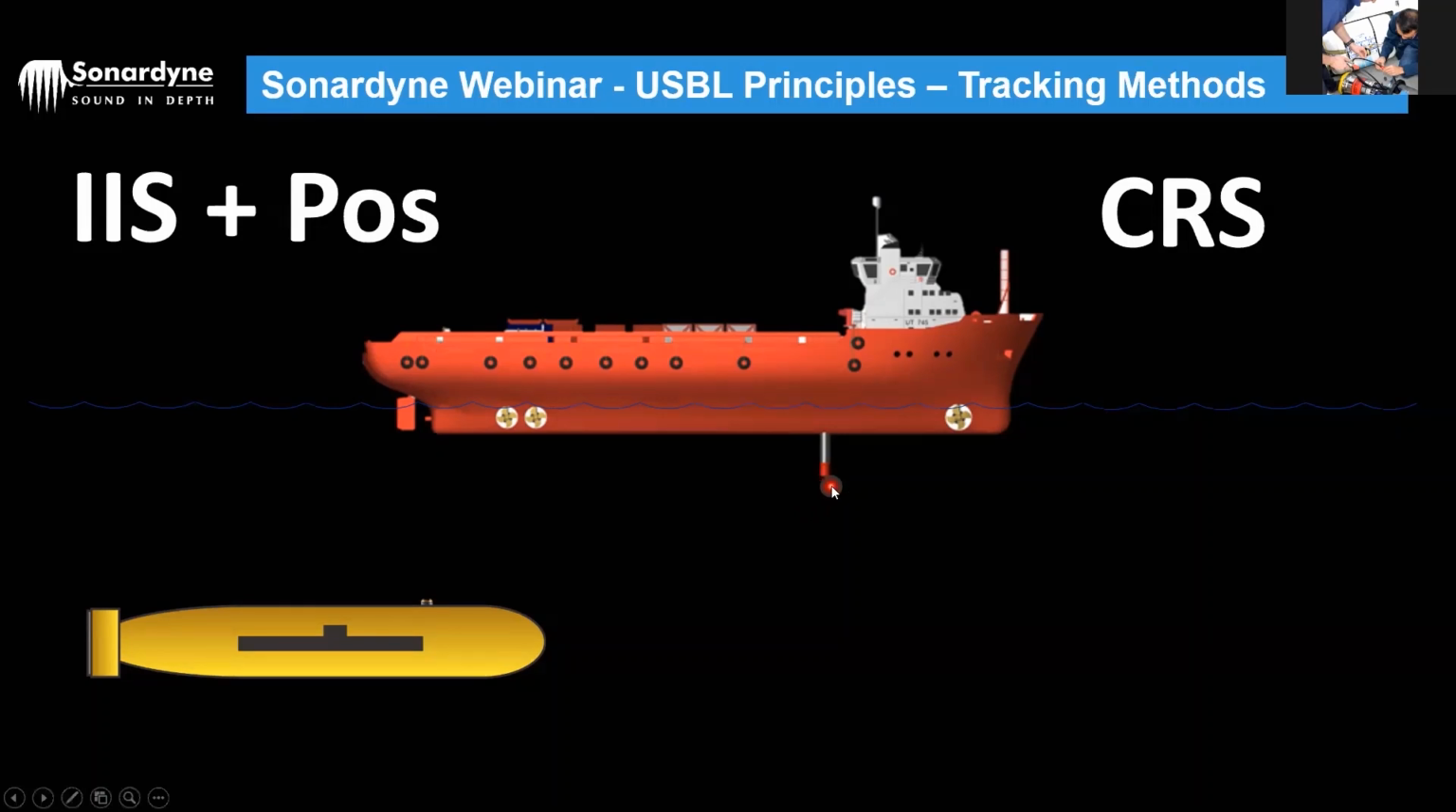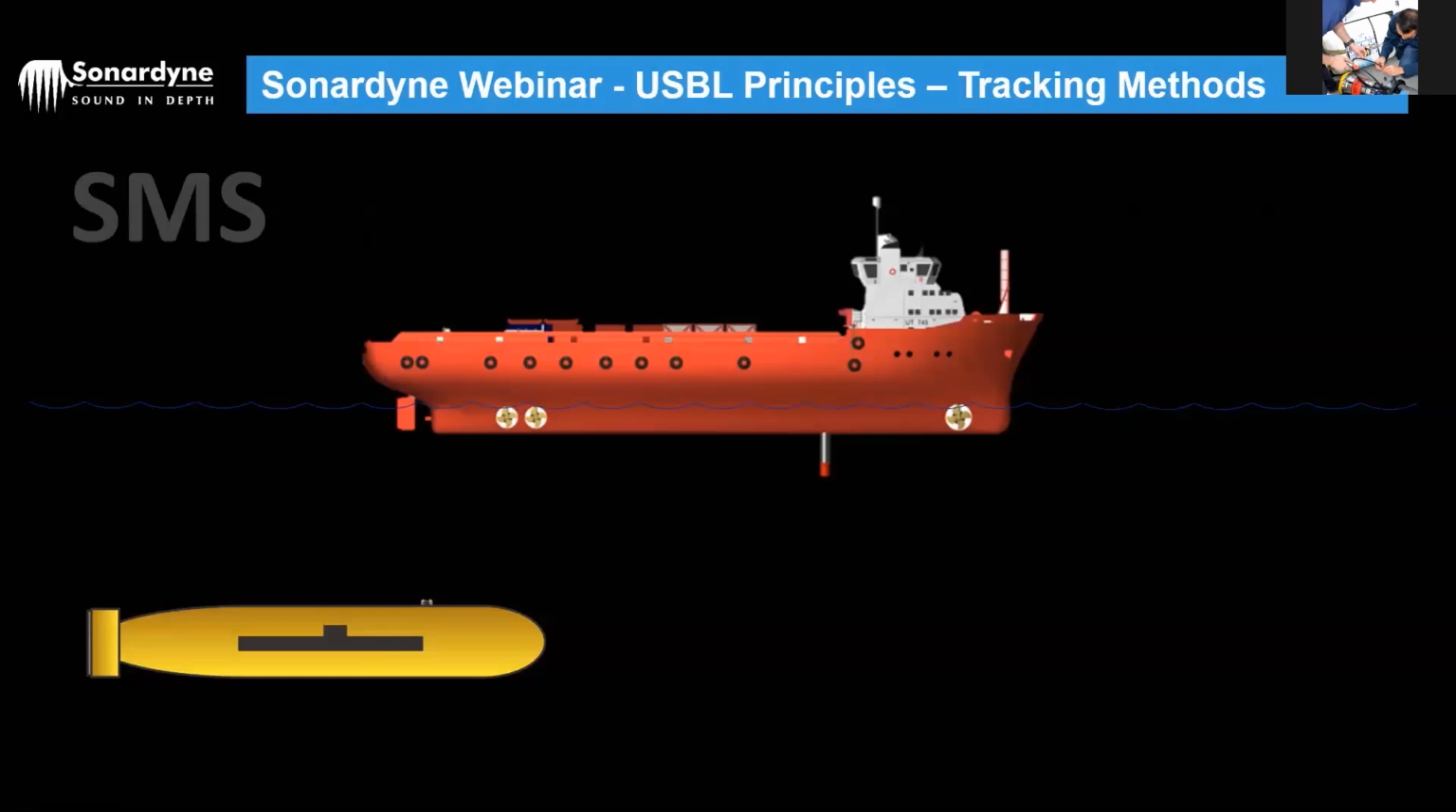We get a fix for the position on this interrogation, and then that position fix is sent down on the next interrogation to the AUV. The other thing we can enable is something called SMS, which is Sonardyne Messaging System. So there may be a need for the AUV to talk to a third-party system on your vessel, so basically we can send messages through our USBL system to the AUV and back again, by using our USBL system effectively as a modem.